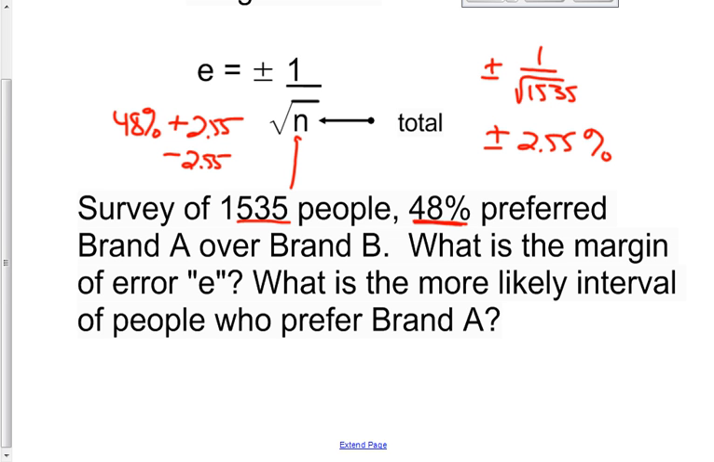So we're just going to add these together. 48 plus 2.55, 50.55. And on the low end, 48 minus 2.55, 45.45%. So what is the more likely interval? Anywhere between 45.45% and 50.55% of the people in the population prefer brand A over brand B.